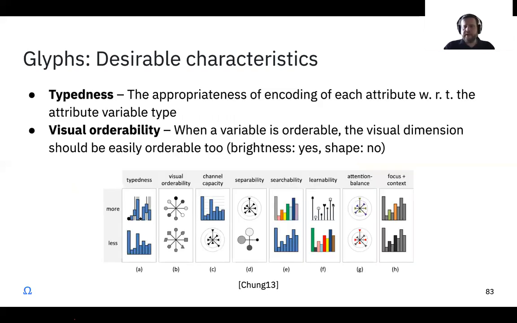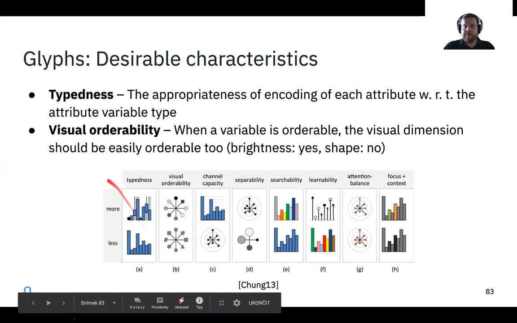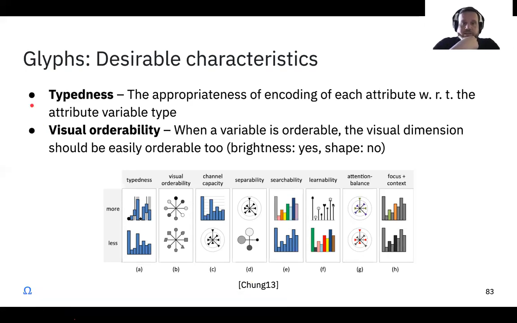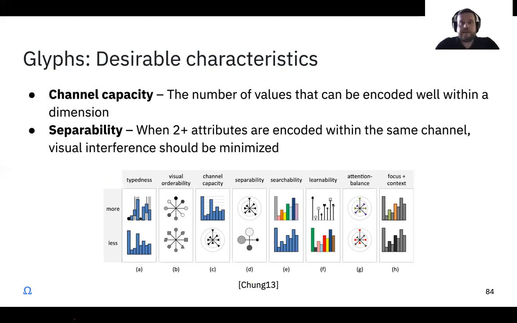There has been systematic work on how to design these glyphs properly. Again, optional reading for our course. Some of these desirable characteristics are typedness, so the appropriateness of encoding of each attribute with respect to the attribute variable type, visual orderability, so can we sort this easily, which is problematic usually. Channel capacity, the number of values that can be encoded well within a dimension.